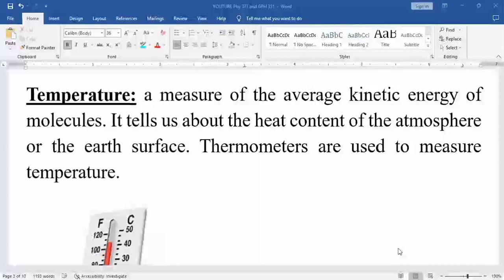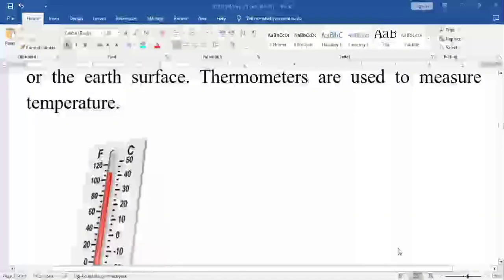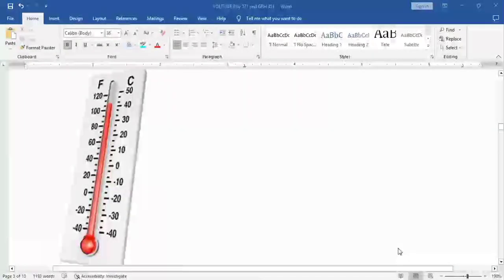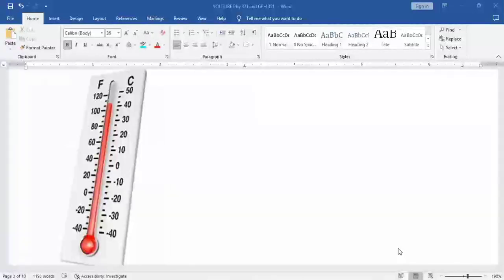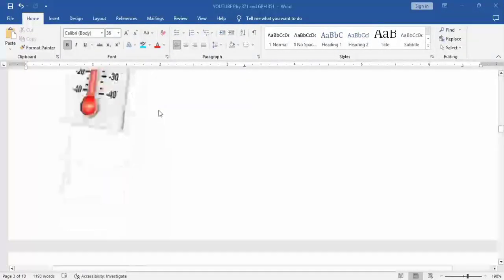So the thermometer is an instrument that we can use to measure temperature. The thermometer usually has different scales. We have the Fahrenheit scale, the Celsius scale, the Kelvin scale, and even the Rankine scale. But in this figure, you can see F here and then C. So the scale used by this very thermometer was the Fahrenheit scale and then the Celsius scale.